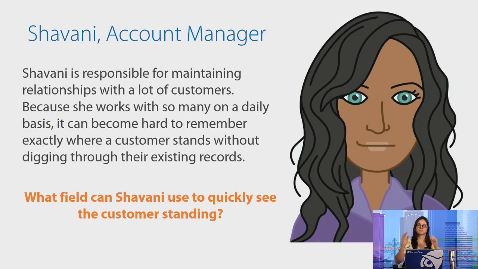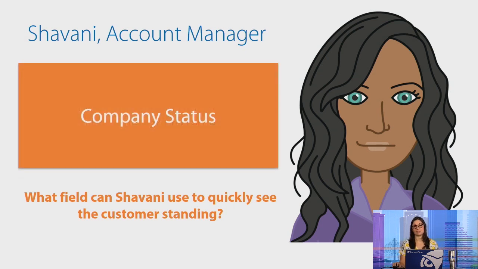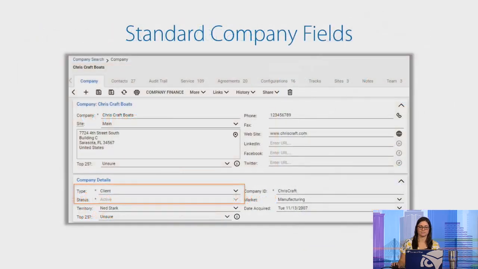Okay. So now Shavani, our account manager. We're getting into more company and contact focused questions. She's responsible for maintaining all of these relationships with the customers and really needs a quick and easy way to determine their financial standing, where they are in the sales process, etc. Well, that's why we have these wonderful fields like company status and company type. In this case, if we're talking about financial standing, something an account manager would be really concerned with, the company status is the field that's going to indicate this for us.